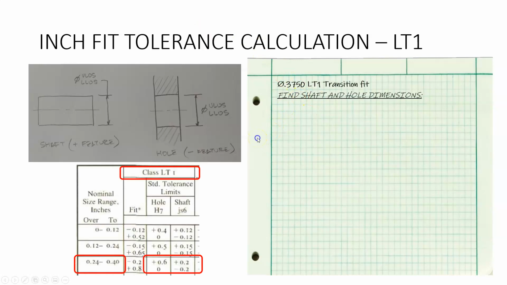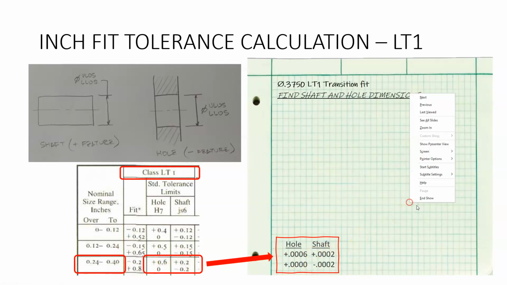First thing, let's go to the table. Here's the LT1 column. And we read across from the 0.375 nominal size range, and we get these numbers right there, which we transform right there, moving the decimal place. Note that in the shaft size, we now have a plus and a minus.